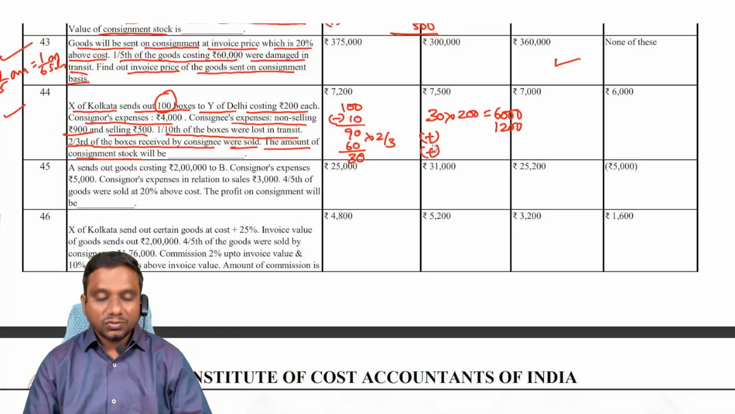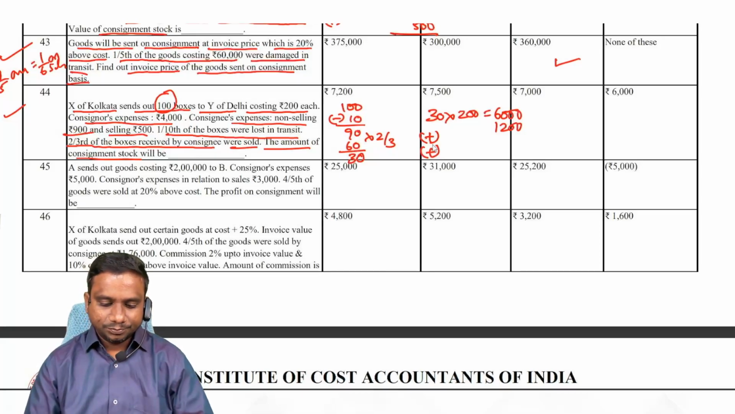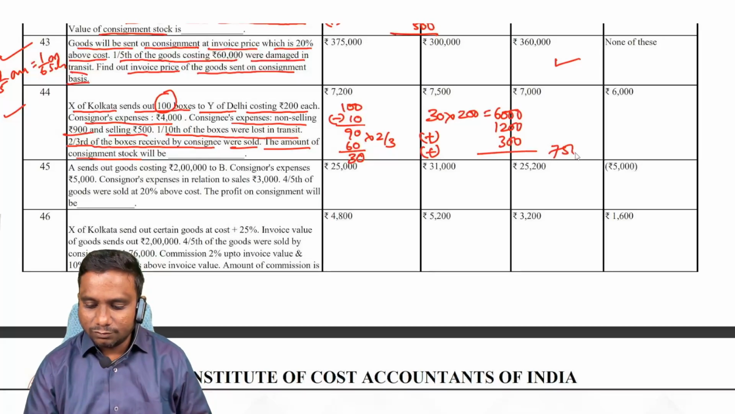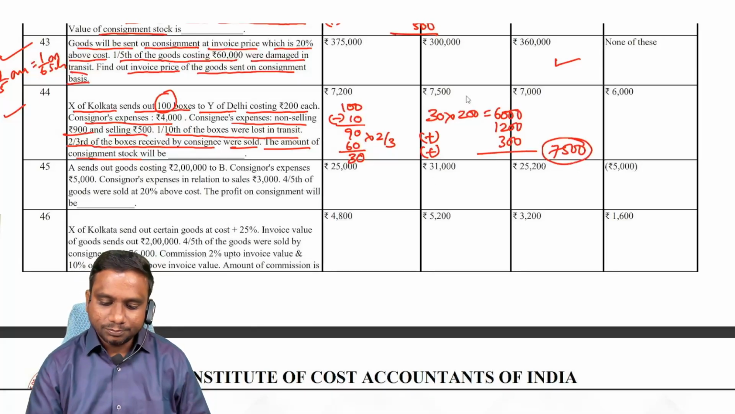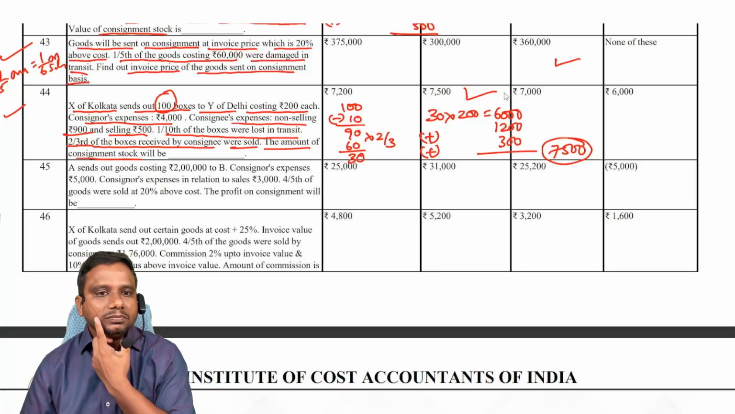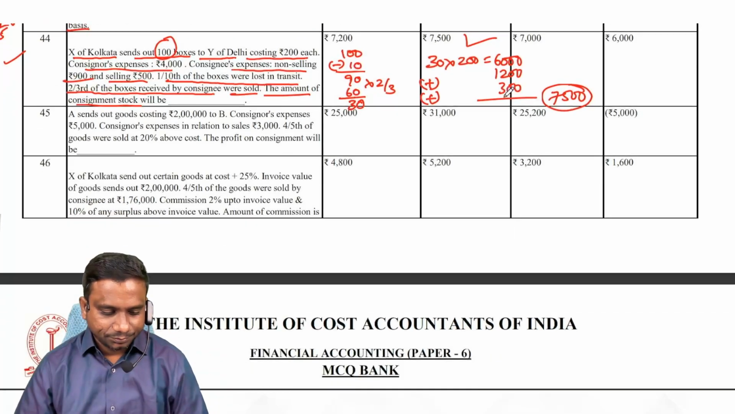So he incurred 900 rupees on 90 boxes. How many boxes left? 30. So 300 rupees. This is very, very important, students. Total 7,500 is consignment stock. So option B is correct. Observe. Is it clear? Next one.